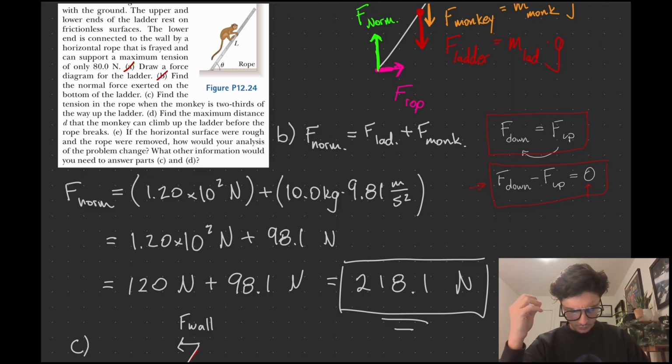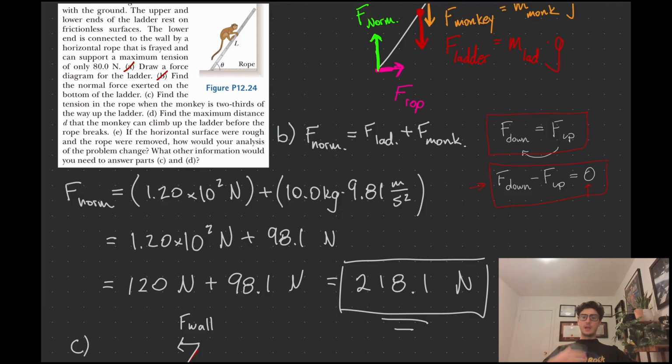If the horizontal surface were rough and the rope were removed, how would your analysis of the problem change? What information would you need to answer parts C and D? And so parts C, D, and E, we cannot answer unless we think. So let's think. You're at a final exam, you're just thinking. At this stage, if I'm on a final exam and I don't know how to do this, I'm just going to go to the next problem.